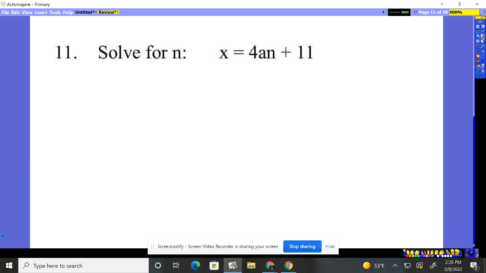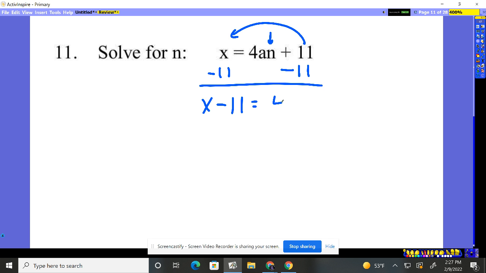Number 11, solve for n. So we're trying to get this guy right here by himself. So 4 times a times that n plus the number 11 all ends up equaling x. We've got to get the n by itself. We know eventually we're going to divide by 4a, but we don't want to do that first. We want to move that 11 over to the other side. So we're going to subtract 11 from both sides of the equation. I get x minus 11 equals 4 times a times n.